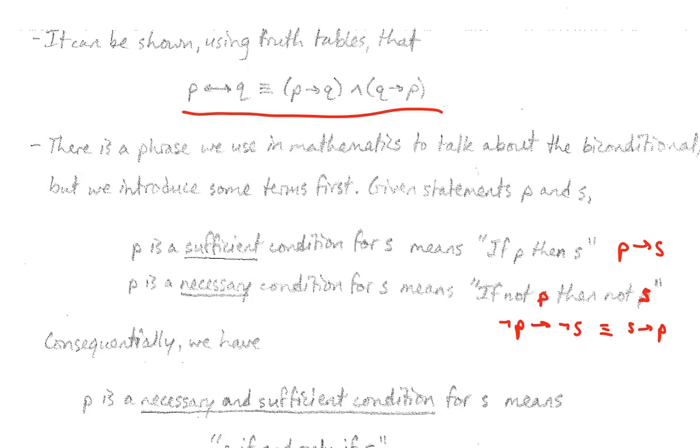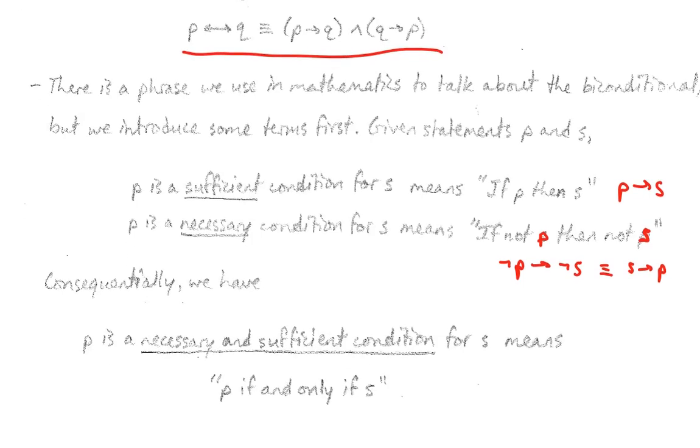And now we come to that famous phrase that we see in some textbooks. To say P is a necessary and sufficient condition for S means P if and only if S.